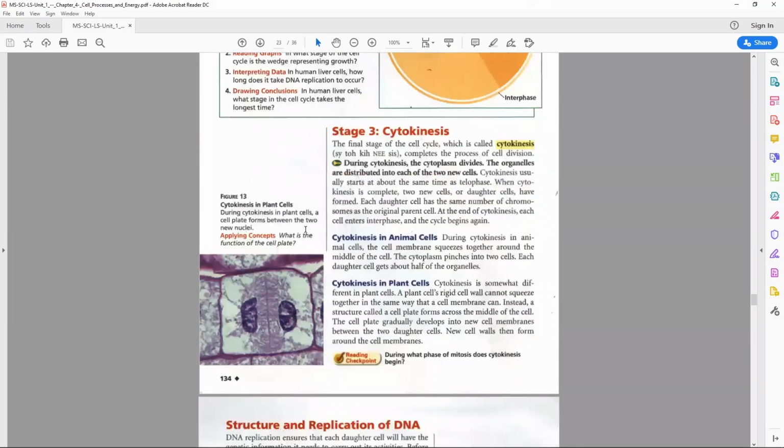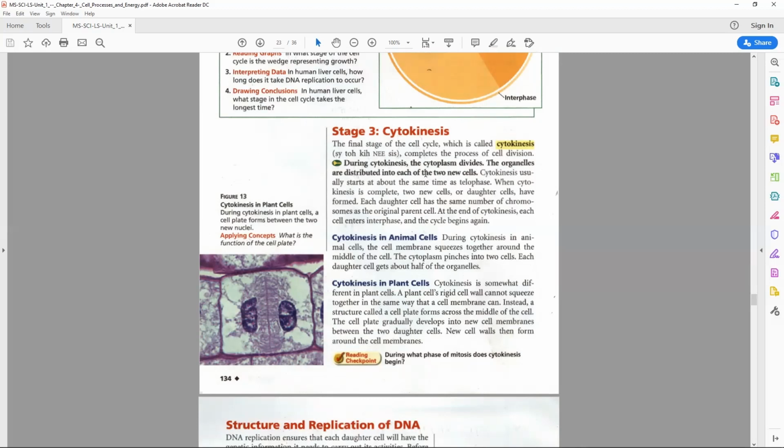So the final stage of it is cytokinesis. The final stage of the cell cycle is called cytokinesis. Cytokinesis completes the process of cell division. During cytokinesis, the cytoplasm divides. The organelles are distributed into each of the two new cells. Again, it's a key idea, so I'm going to repeat it. During cytokinesis, the cytoplasm divides. The organelles are distributed into each of the two new cells.